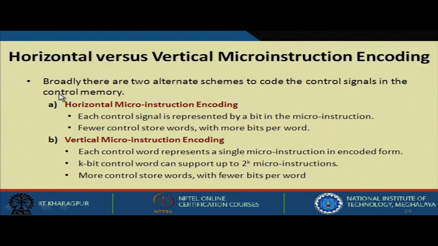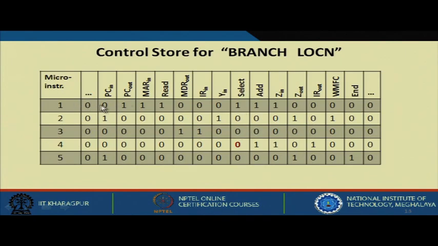Now, there are two alternative ways to code the control signals in the control memory. The first way is the horizontal micro instruction encoding, the one I have just shown. Each control signal is represented by a bit in the micro instruction, and fewer control store words with more bits per word are required. Here you see that only a few signals will be 1, and many are 0, but we still need to keep all.